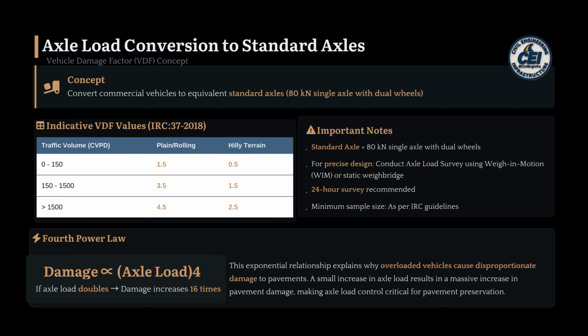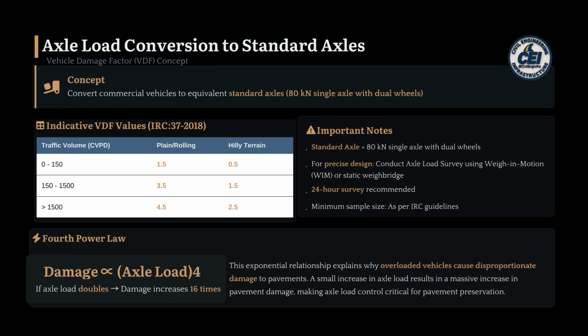Indicative VDF values as per IRC 37-2018 are: plain rolling terrain 0 to 150 CVPD 1.5, 150 to 1500 CVPD 3.5, more than 1500 CVPD 4.5. Hilly terrain 0 to 150 CVPD 0.5, 150 to 1500 CVPD 1.5, more than 1500 CVPD 2.5.